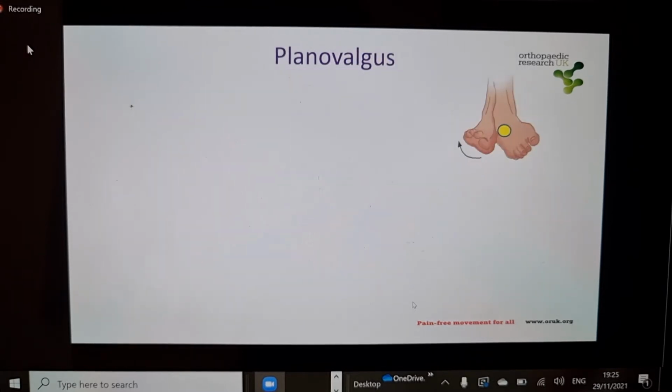And then there's the planovalgus deformity, which is the most complicated of the three and the one which causes the most debate.